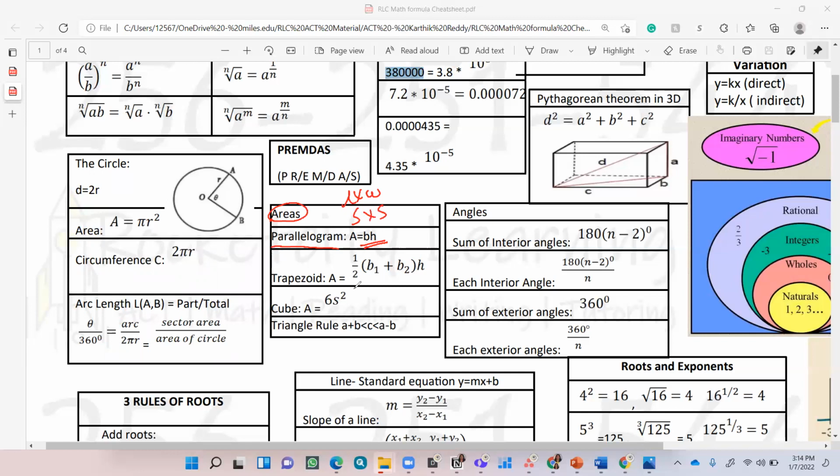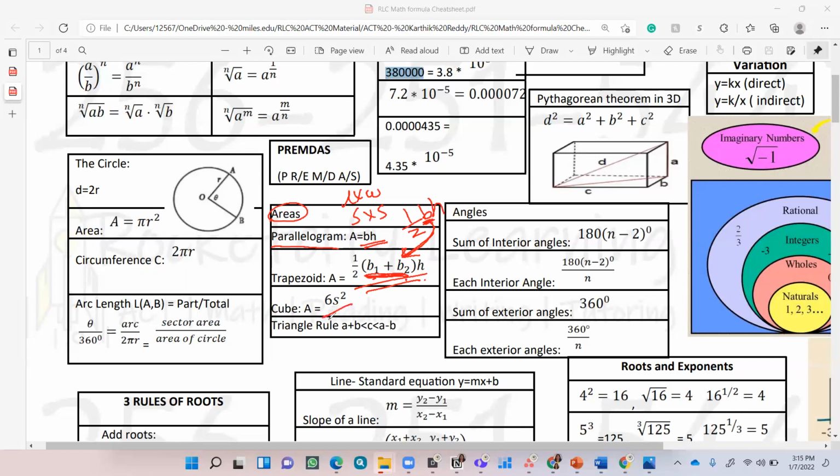Trapezoid. Okay, so a lot of kids get confused here. So I always say, okay, everybody remembers a triangle, right? It's half base times height. So instead of one base, you will have 2 bases here. That's the only difference. Look at that. Okay, when you compare a new formula with the formula you know, it becomes very easy to remember. So half of B1 plus B2 times H.